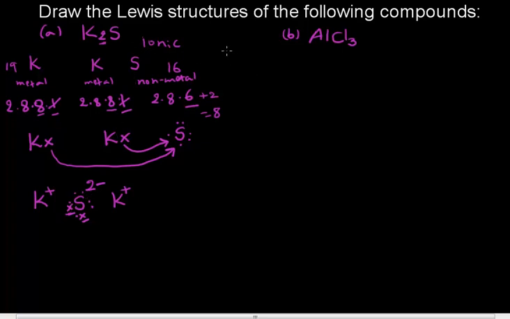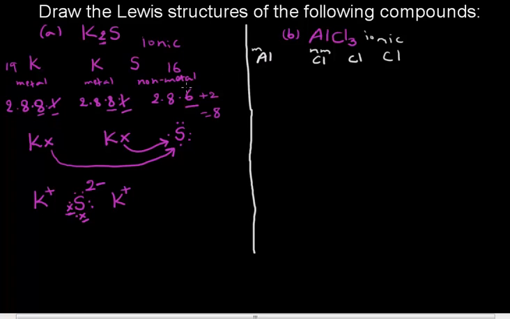Let's take a look at a different type of ionic compound. Let's say aluminum trichloride. Aluminum trichloride has one aluminum atom per molecule, and the subscript 3 means there are 3 chlorines, Cl, Cl, and Cl. And aluminum is a metal. Chlorine is a non-metal, so that's again ionic.